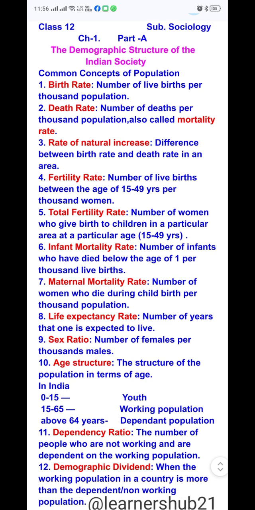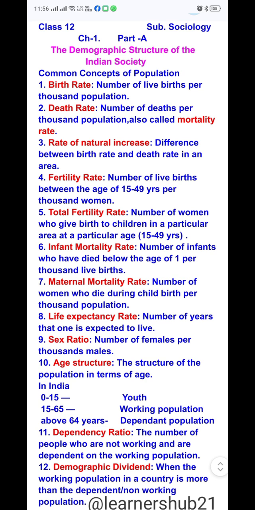It is the number of infants who have died below the age of 1 per thousand live births. If a baby is born and dies before reaching the age of 1, the number of such infants who died is known as the infant mortality rate. In short form, we know it as IMR.